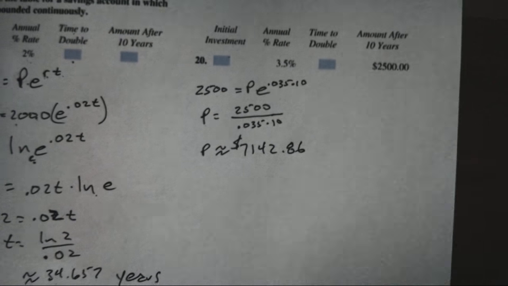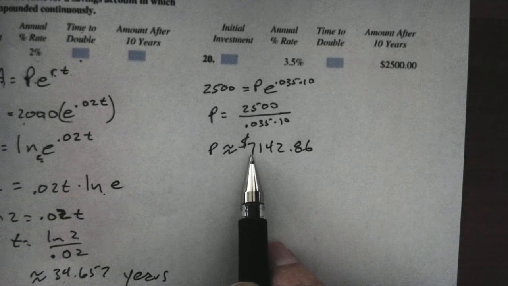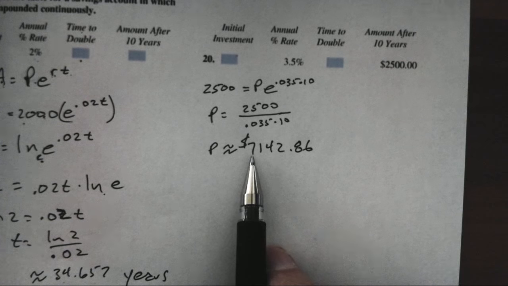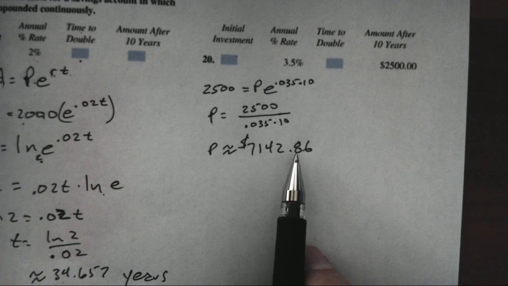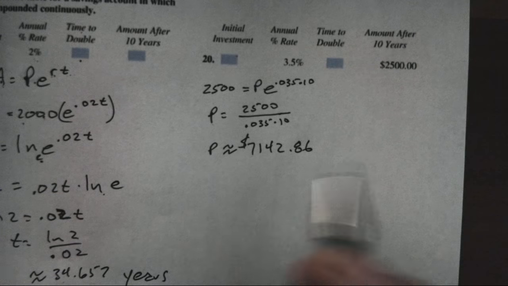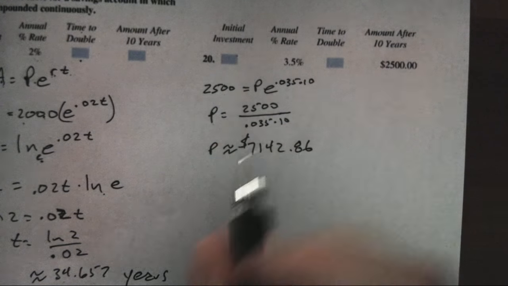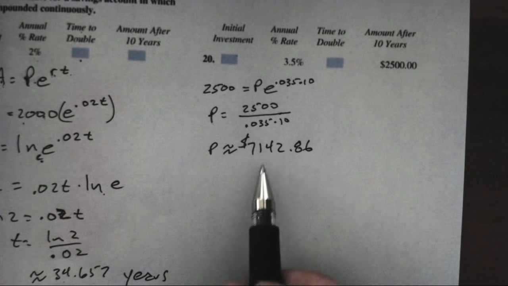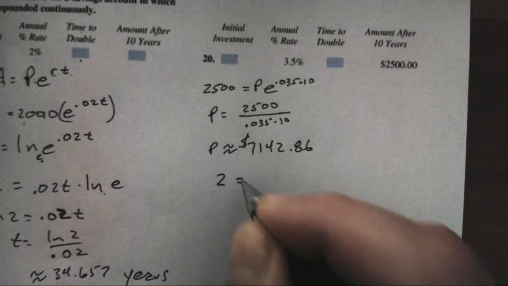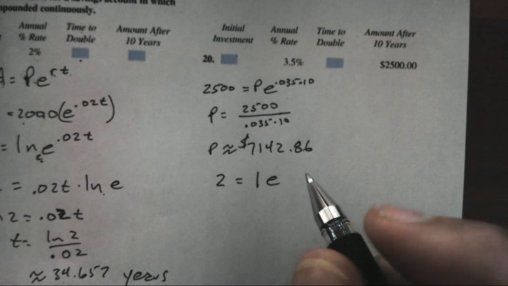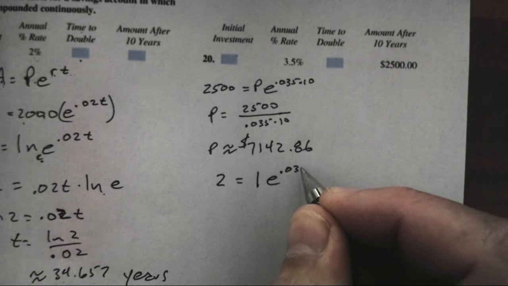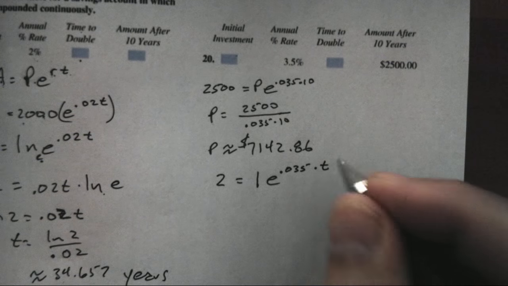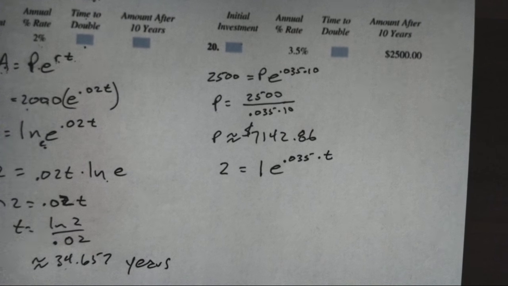And now we want to know the time to double. Our initial investment was 7142.86. We'd need that to turn into double, 14,285.72, I think. Or I could just say, you might be investing that, I'm only going to invest $1. It's going to take just as long for mine to double as it is yours. So I want to end up with $2 if I start with $1: e to the 0.035 times the amount of time. And there's our unknown, so we need to solve for that.